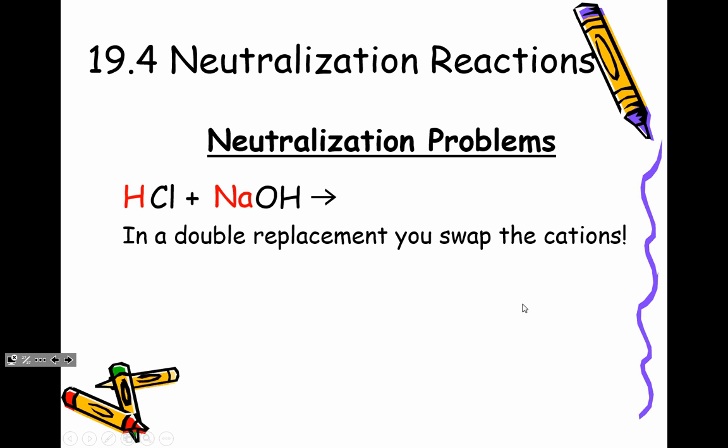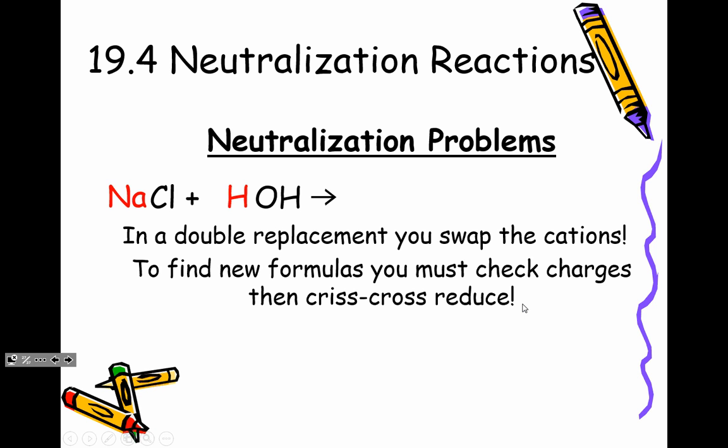Now, good review for the final is remembering in a double replacement reaction, we're making two compounds. And whenever we make compounds, we have to check the charges to find the new formulas of our new compounds. So when we switch that Na and the H, we can't just write we're going to get NaCl and HOH. We have to check the charges to see what we're really going to get. So to find new formulas, you must check charges and then crisscross reduce.